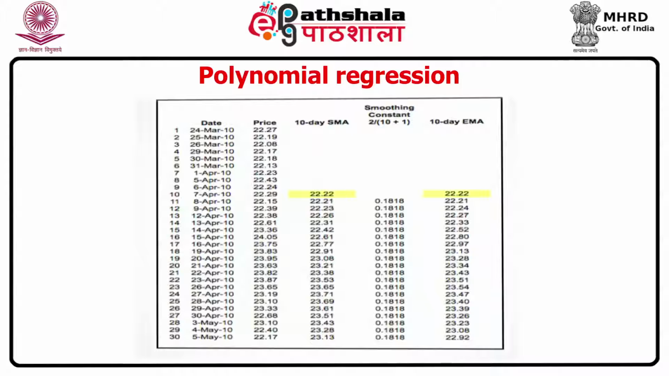So this is a time series data set where I'm looking at the price of a commodity by day. In the first column in this data set, I have the date, starting from 24th March 2010, and in the second column, the price of a commodity.